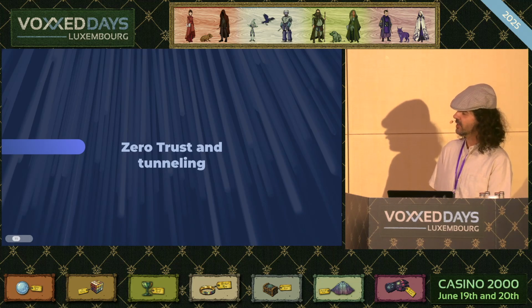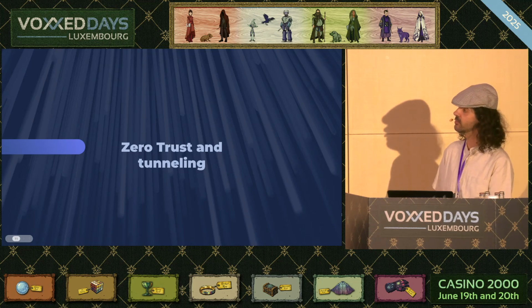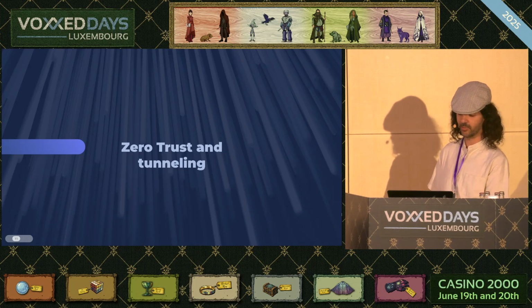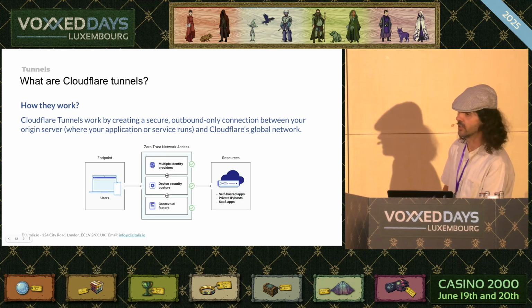Before I start, there's something I should have made clear in this presentation. I just remembered it now. I'm talking basically about tunneling, although with tunnels comes zero trust, which is a great advantage to mix them both. I'll differentiate them during the presentation, but just keep that in mind. Okay, so what are tunnels?